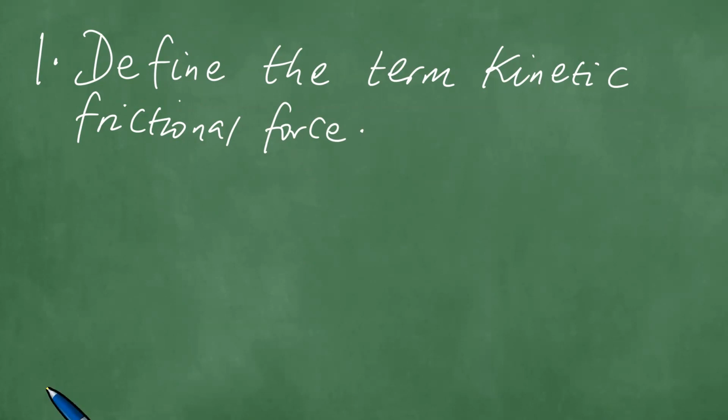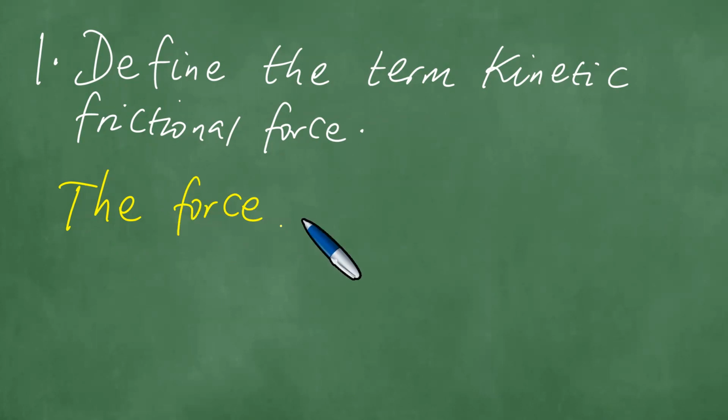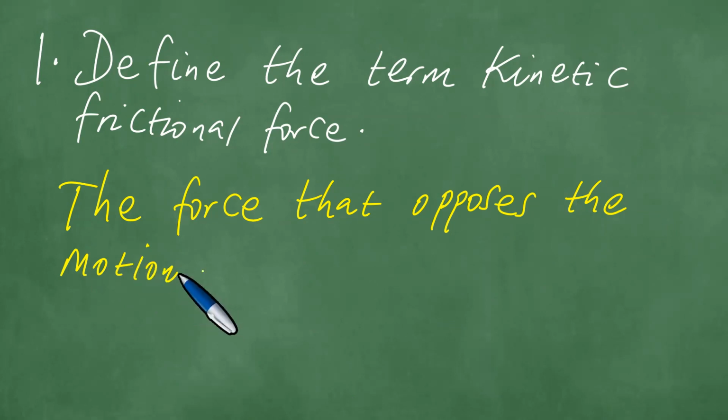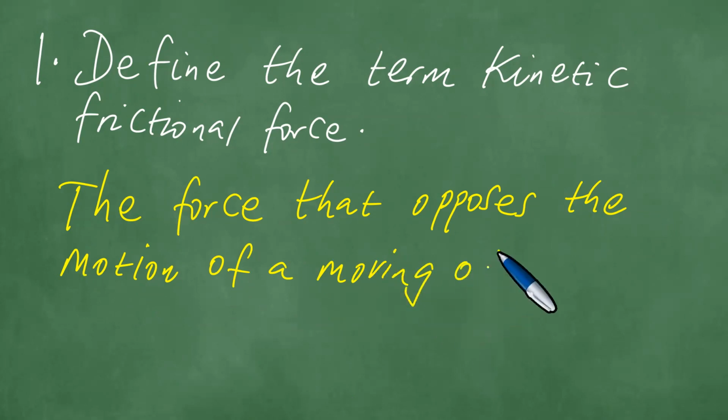Okay, the examiner is asking us to define the term kinetic friction force. Who knows what kinetic friction force is? Anyone? So I think it is a force opposing the motion of an object. Okay, right, you are on point, but this is how we state it. The force that opposes the motion of a moving object. Okay, you see, you are right, but you were half right.